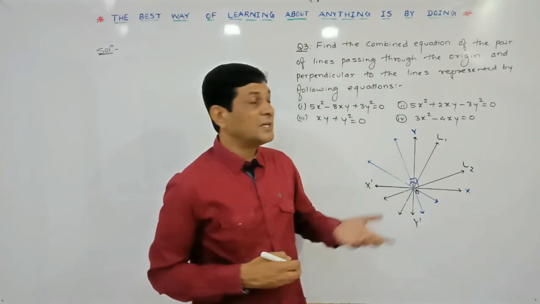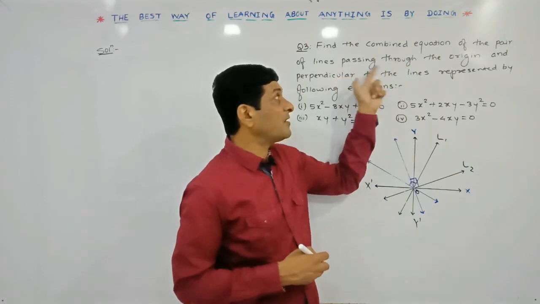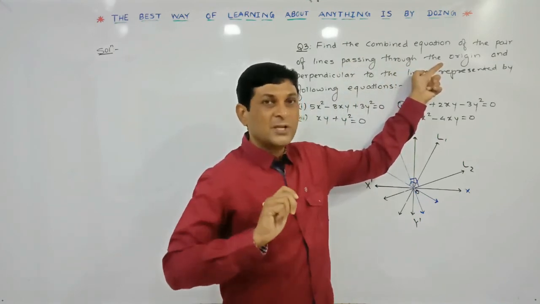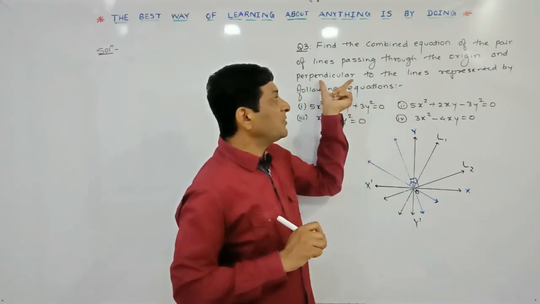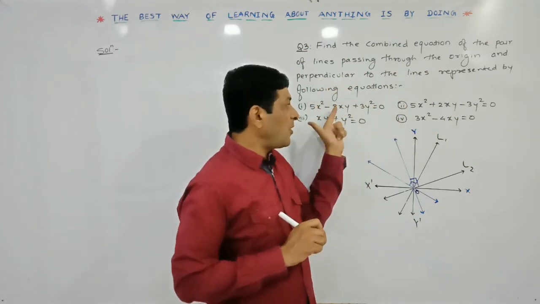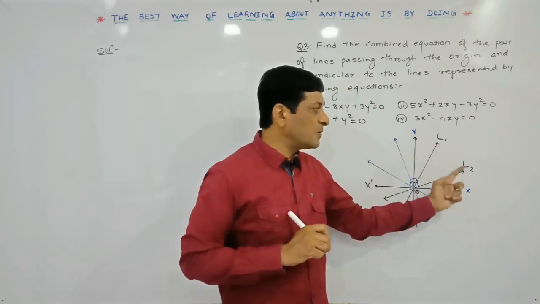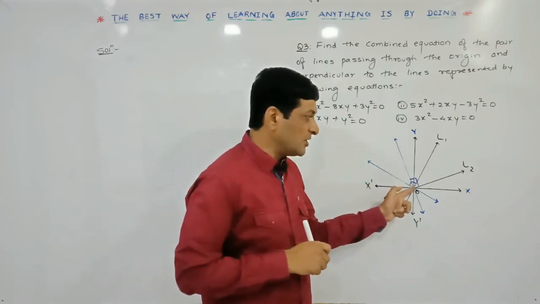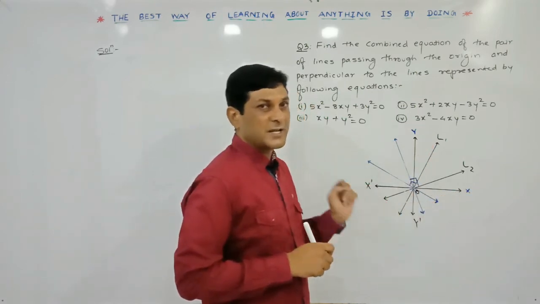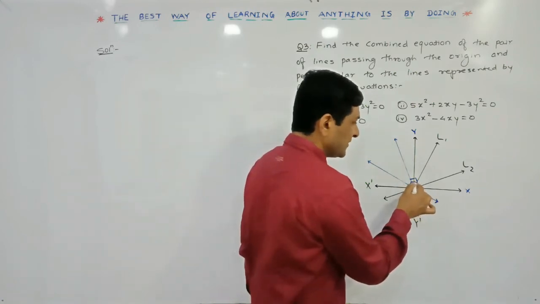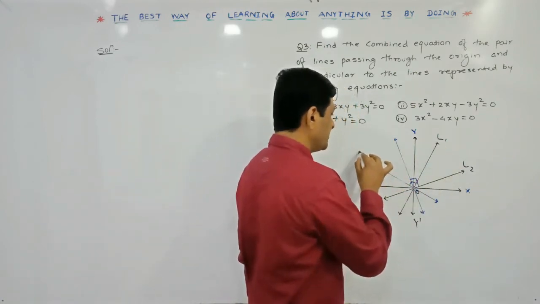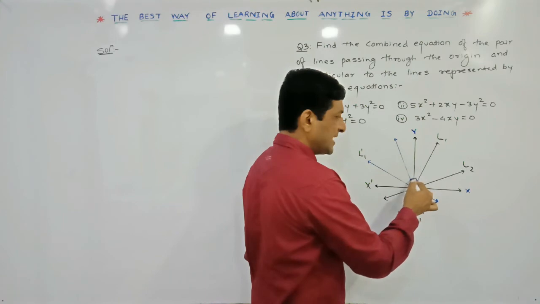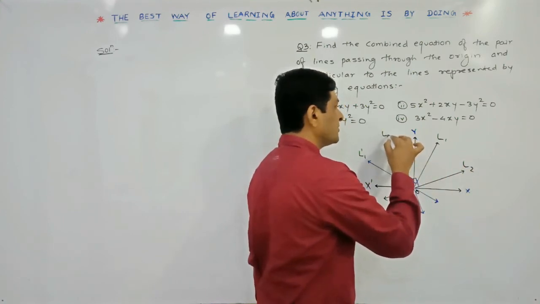Now what we have to do here? We have to find the combined equation of a pair of lines, and these lines also pass through the origin. Means our required lines also pass through the origin and are perpendicular to the lines represented by this equation. Already the lines represented by this equation we have denoted by L1 and L2. Now let us find such a line which passes through the origin and is perpendicular to line L1, and L2. Here already we have shown in the figure the line perpendicular to L1. Let us denote it by L1 dash, and this line also passes through the origin, and we can observe that it is perpendicular to L2. Let us denote it by L2 dash.